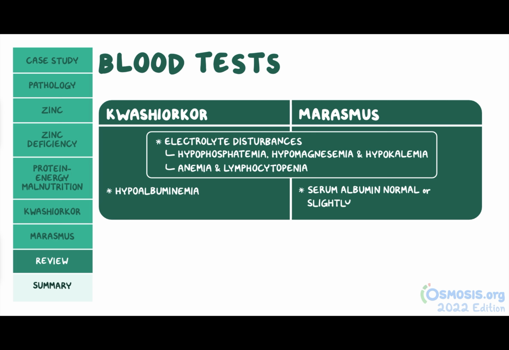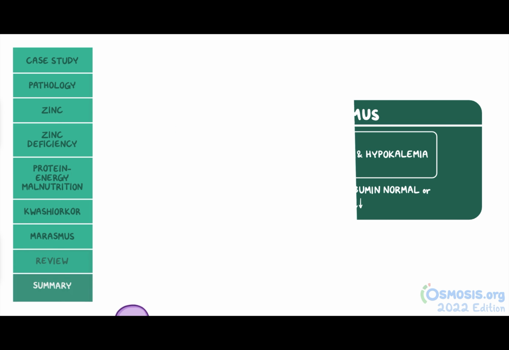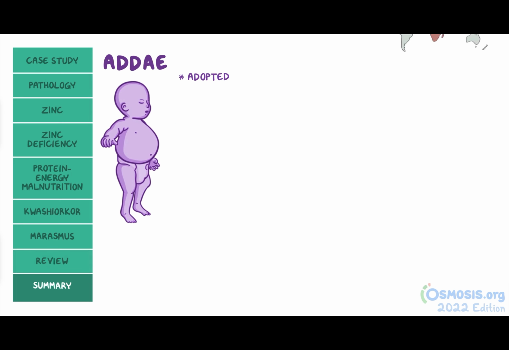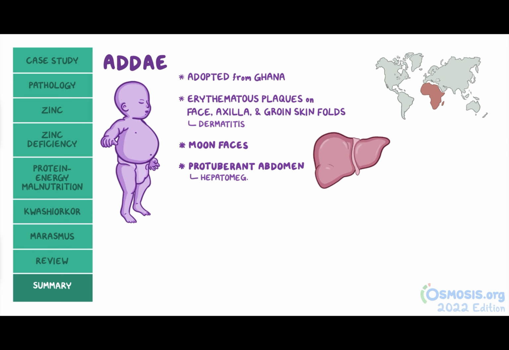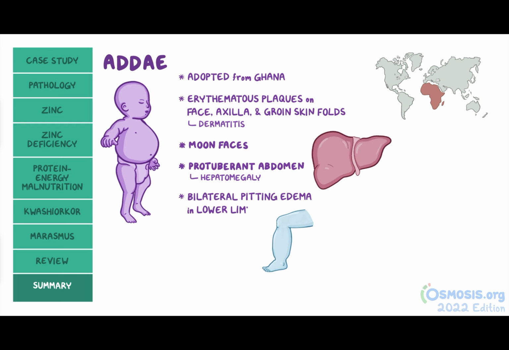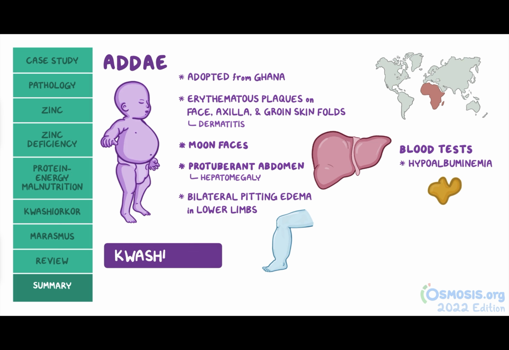Okay, let's go back to Ade, who was recently adopted from Ghana and presents with erythematous plaques on her face, axilla, and groin skin folds, which suggests she has dermatitis. In addition, she has the classic moon faces and a protuberant abdomen, which is probably associated with the hepatomegaly found on physical examination, as well as bilateral pitting edema in both lower limbs. The final clue is the hypoalbuminemia found in blood tests. So this is a pretty straightforward case of kwashiorkor, and Ade is started on slow protein refeeding.